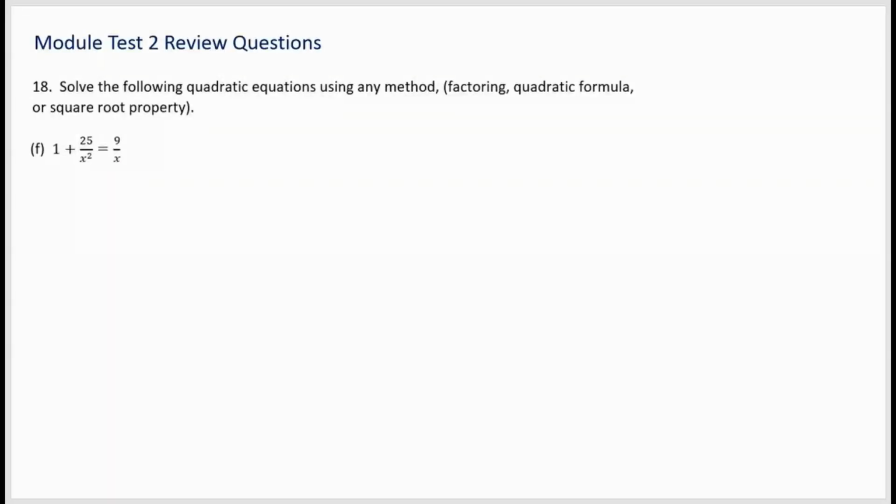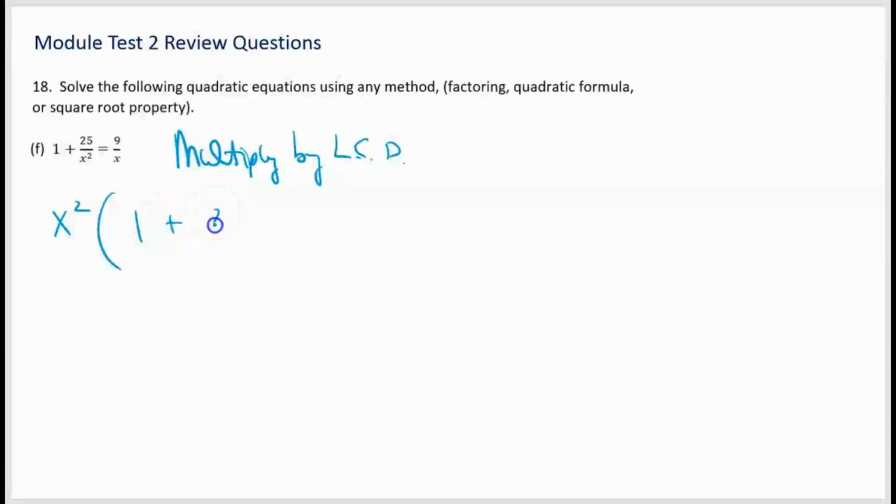1 plus 25 over x squared equals 9 over x. Now, this one's crazy. You know why? It's because it's not a quadratic equation right now. It's called a rational equation. But we can't solve for x's when they're in the denominator. So the rule is you multiply every term by the least common denominator for all of your denominators. Well, y'all, that's x squared. So I'm going to multiply this whole equation by x squared.